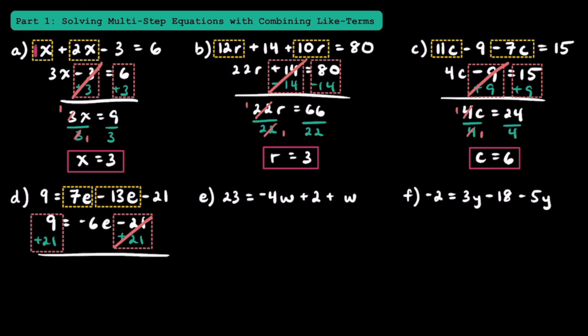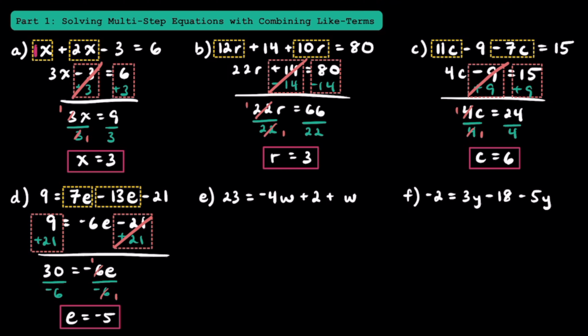And since 9 plus 21 is equal to 30, we can say 30 is equal to negative 6e. To solve for 1e, we're going to have to use the division property of equality and divide both sides by negative 6. This negative 6 divided by negative 6 is just 1, and 30 divided by negative 6 is equal to negative 5, so we can say that e is equal to negative 5. There's our answer. Now let's look at E.